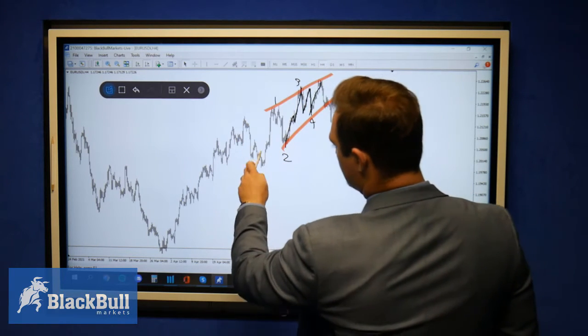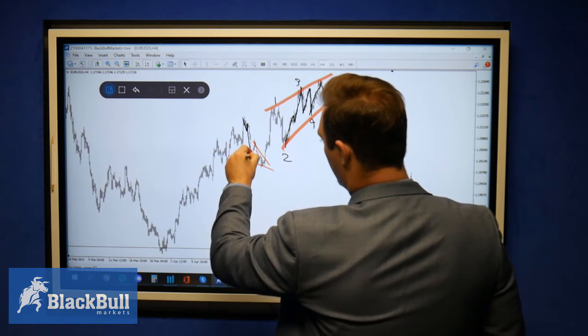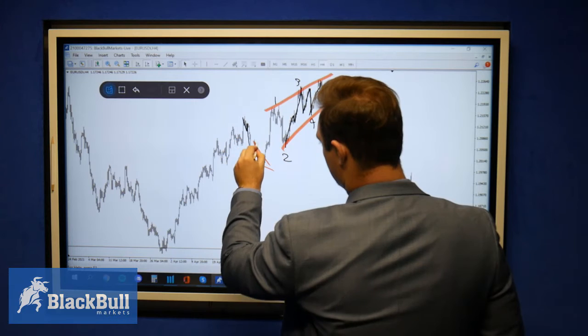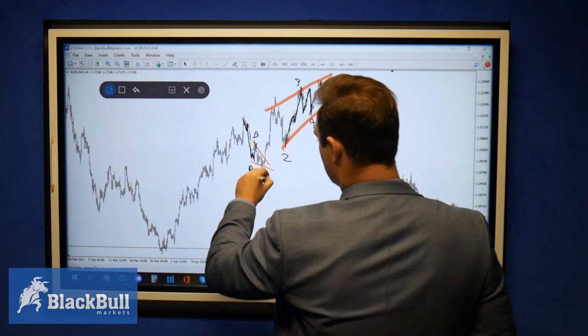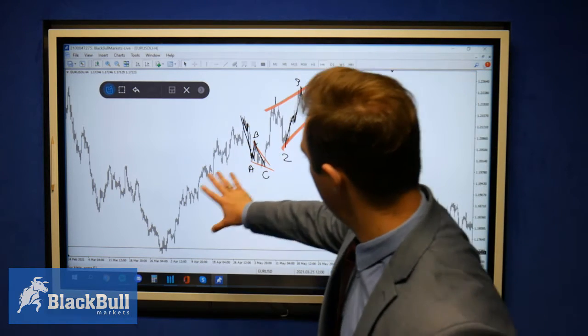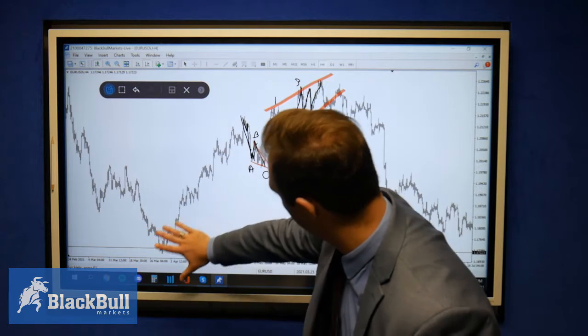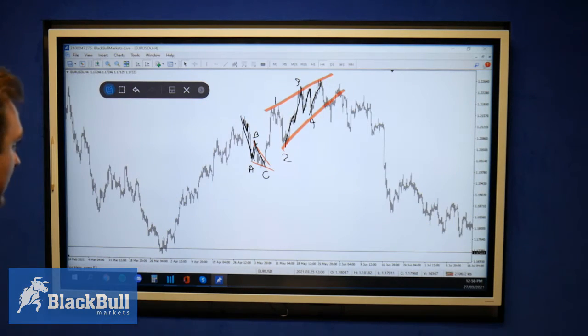We can already see this does look like an ending diagonal. We've got 1, 2, 3, 4, and 5 pushing up. We've got the nice retracement to the downside. So we do have a nice A, B, C structure to the downside. So here we have that 3-wave structure. Let's try and find the 3 waves in here. Try and find the count in here. It's going to be a fairly difficult one, but we'll see if we can manage.